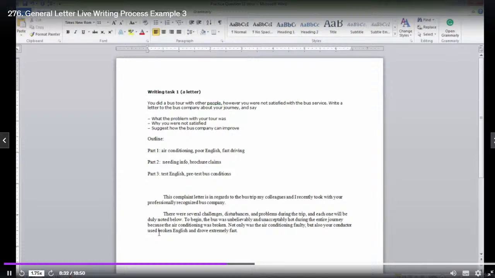And actually people ask me sometimes, do I have to indent or is it necessary? You just have to be consistent with a letter. Sometimes you can indent a letter and sometimes you can just not indent a letter. So that's something that is an option. The next part we have to talk about is why I was not satisfied.